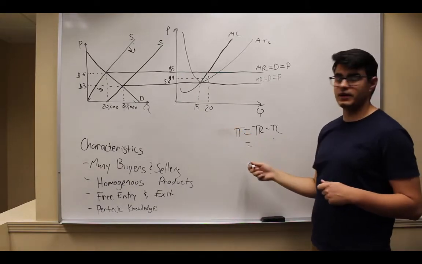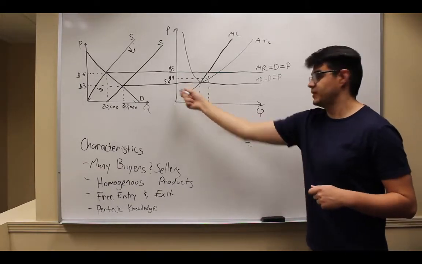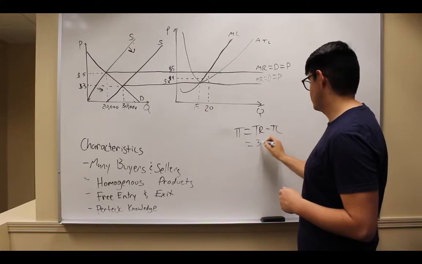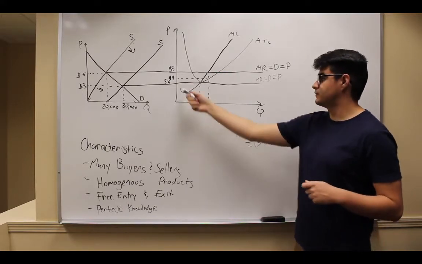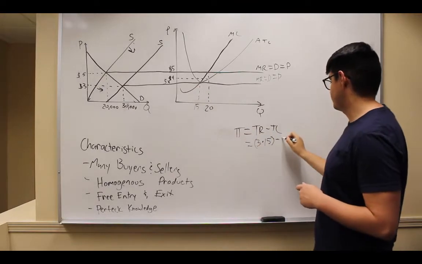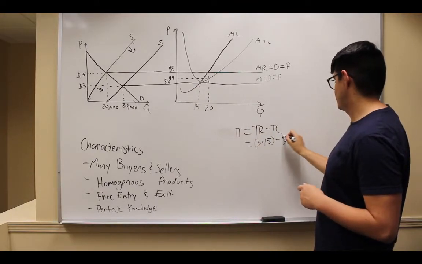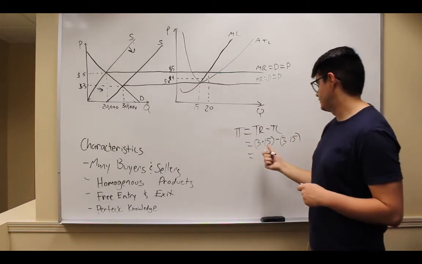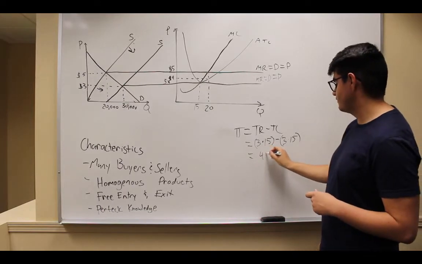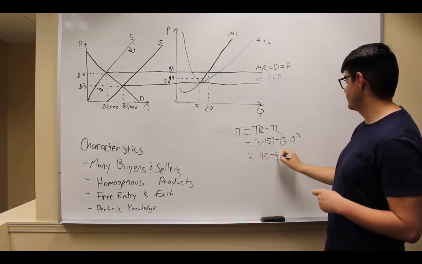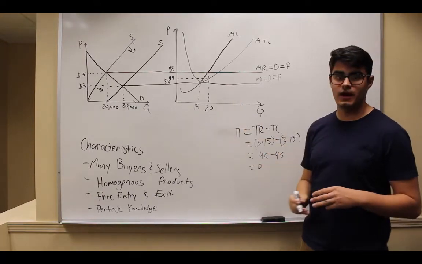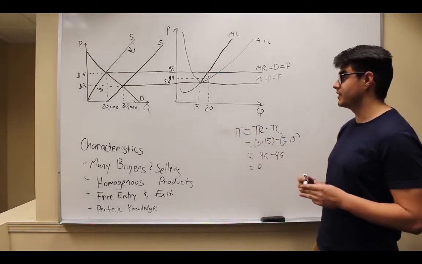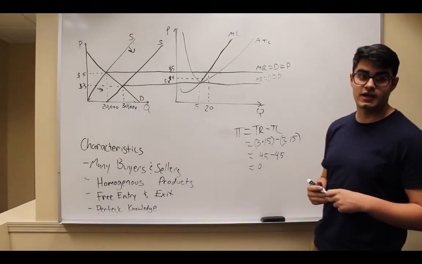Total revenue is price times quantity, which is 3 times 15, minus our total cost, which is 3 times 15. So 3 times 15 equals 45, and 3 times 15 equals 45, which gives us 0. Which means that firms in the long run in perfectly competitive markets will earn 0 economic profit.